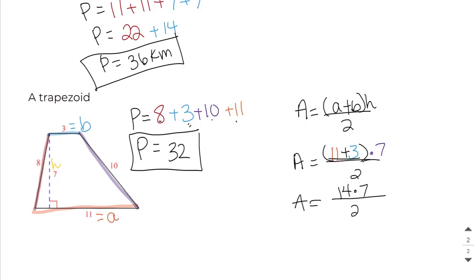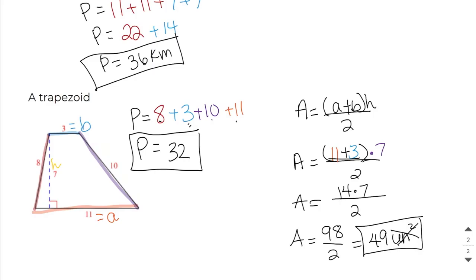And then I'm going to multiply that by the height, which is this 7 right here. So I know my height is 7. So when I fill in that information, we know that A is 11 plus B, which is this 3. I'm going to multiply that by the height, which is the 7, and then I'm going to divide that whole thing by 2. Here, 11 plus 3 is 14, so we get 14 times 7 divided by 2.